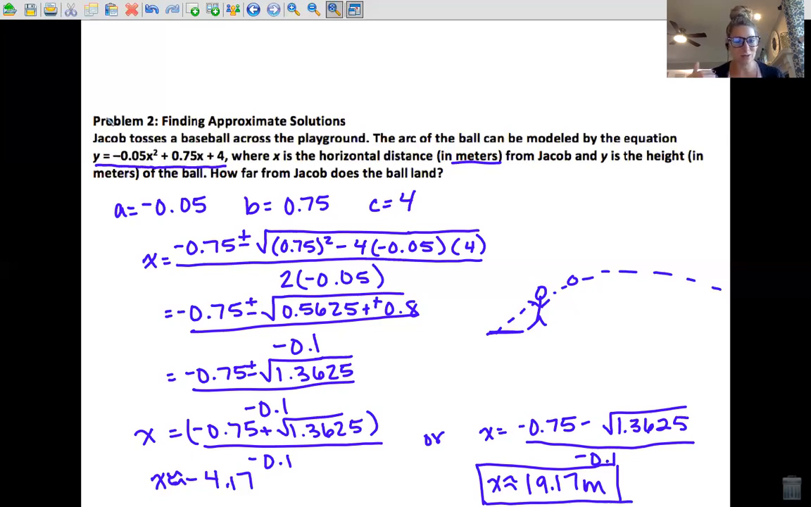x equals opposite of b plus or minus the square root of b squared minus 4ac all over 2a. Sorry, that was horribly out of tune.